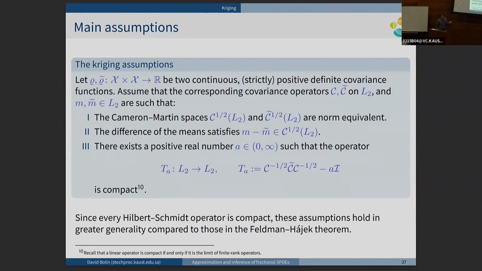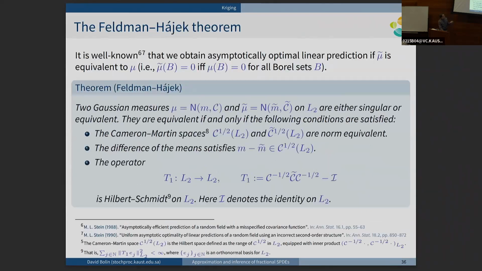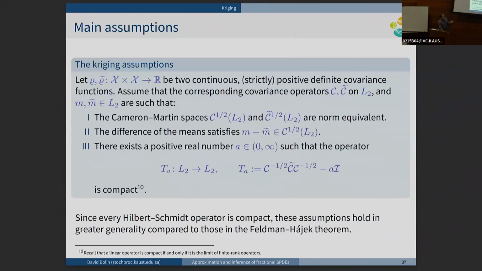And if you look at that, you can see that this is basically like our operator T1 here, except that you have a coefficient A there. And the assumption then is that this operator TA is compact. So there is a constant A, positive, so that this operator is compact. And since every Hilbert-Schmidt operator is compact, this shows that this holds in greater generality than the Feldman-Hayek theorem.